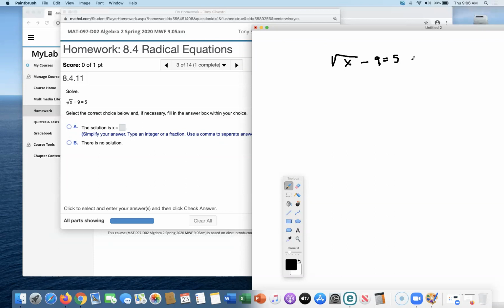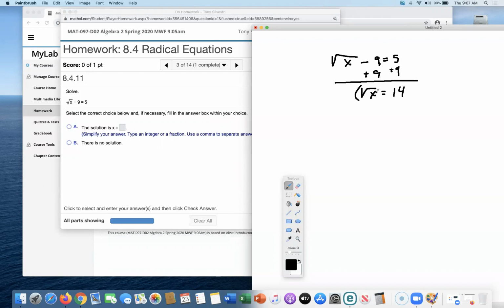So what's the first thing you would do? Add 9 to both sides. Yeah, you always do the reverse. If this was just x minus 9, forget the square root, you add 9 to isolate the x. You always do the opposite operation. But this time what we have here is the square root of x. That cancels, and that's plus 9, so that's 14. That's 9 plus 5, 14.